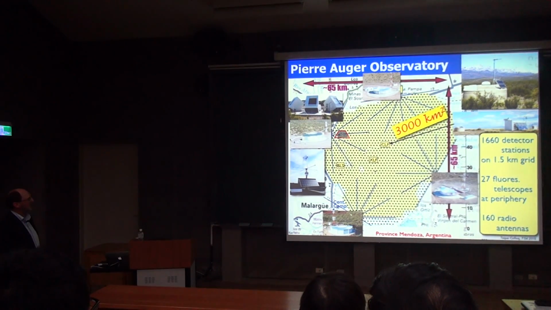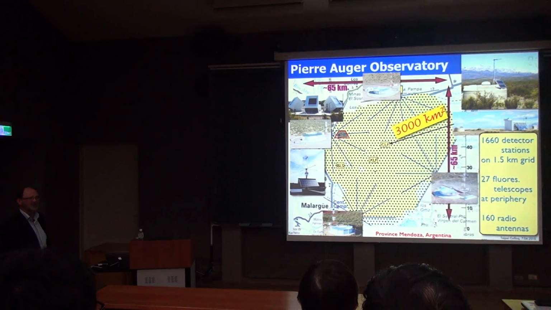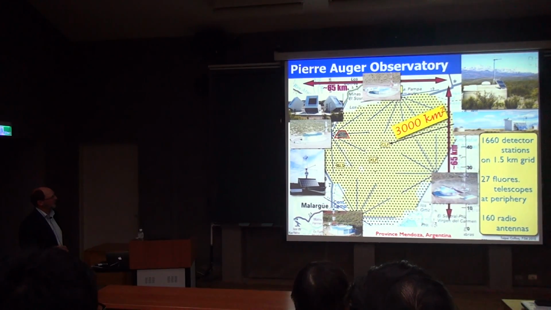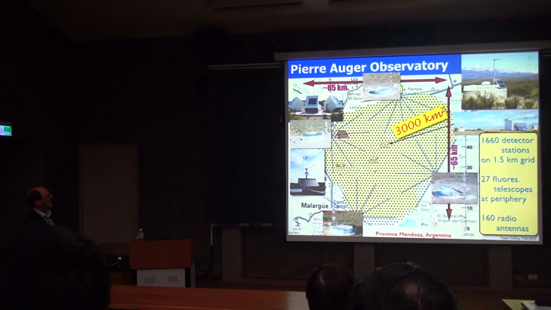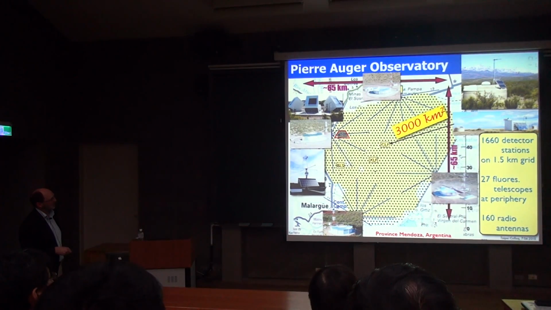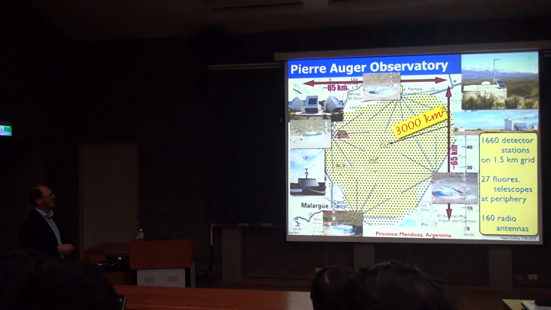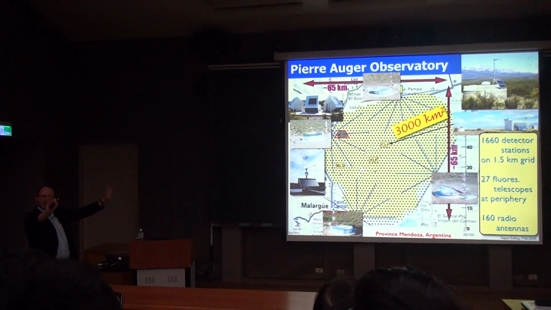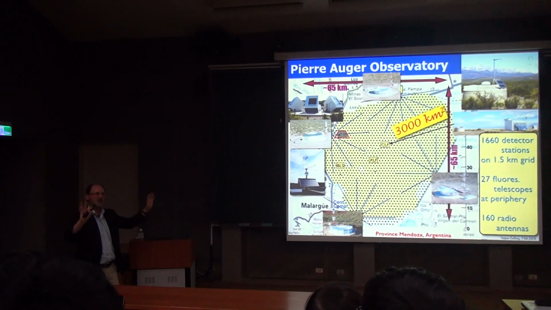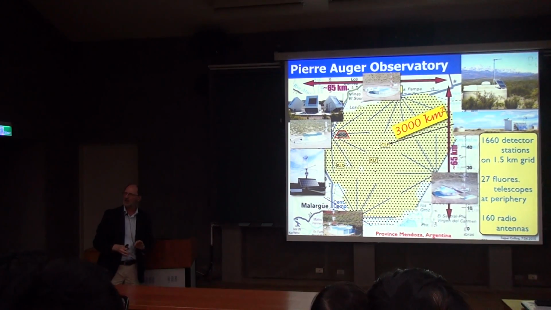So this is the area. It's about 65 by 60 kilometers, which makes 3,000 square kilometers. And all these individual dots here, which you see, are water Cherenkov detectors to measure the particles at ground. And then you see at the periphery of the observatory buildings here, and in these buildings you find telescopes to observe the fluorescence light in the atmosphere. And they are located here, here, and there to look inside into the observatory so that you do simultaneous observations of the particles at ground and the light in the atmosphere.